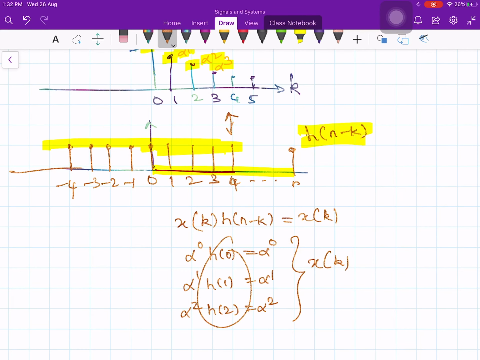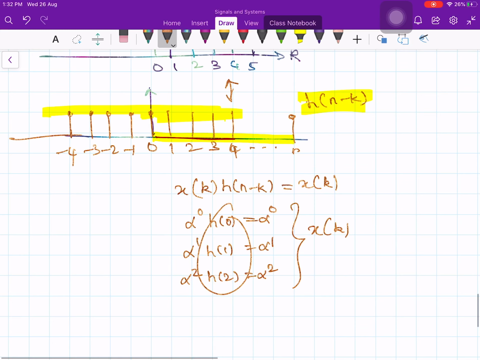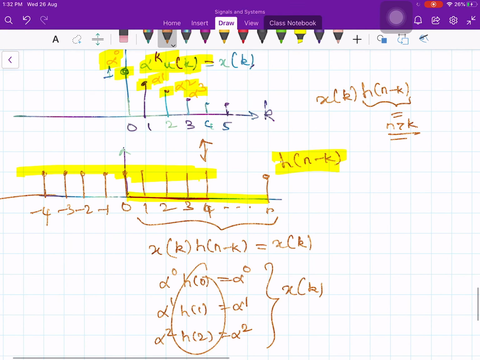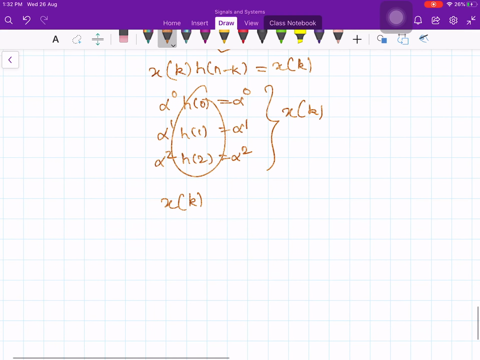So x of k times h of n minus k is 1 for n greater than k. So in this region it is 1, therefore that is equal to x of k itself. Therefore, x of k h of n minus k is equal to x of k as long as your n is greater than or equal to k.